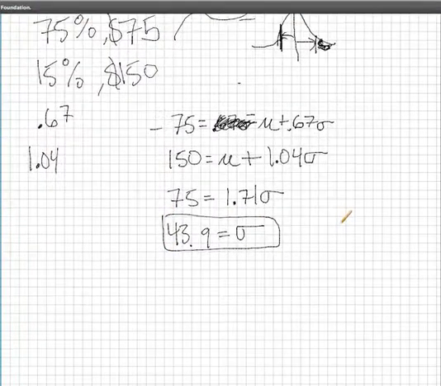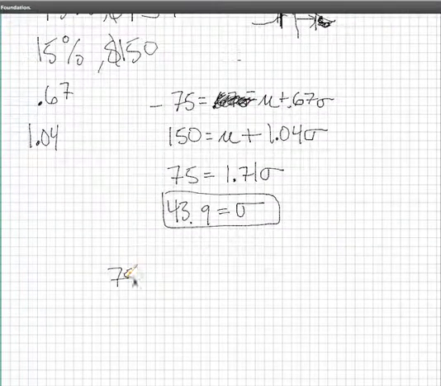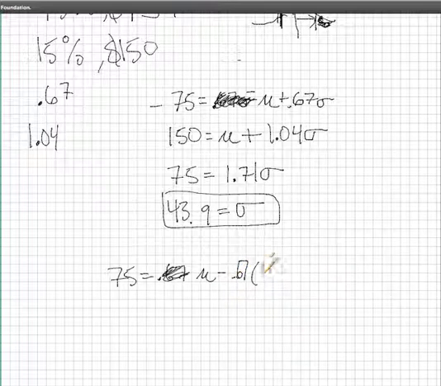And then we just plug that back into our original equation. So it's going to be 75 equals mu minus 0.67 times 43.9. So we add that together, and then add it to both sides, and then we find mu comes to 104 and some change.